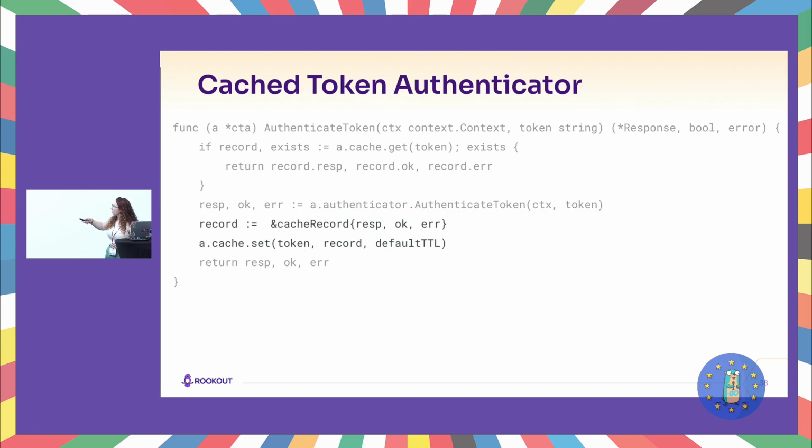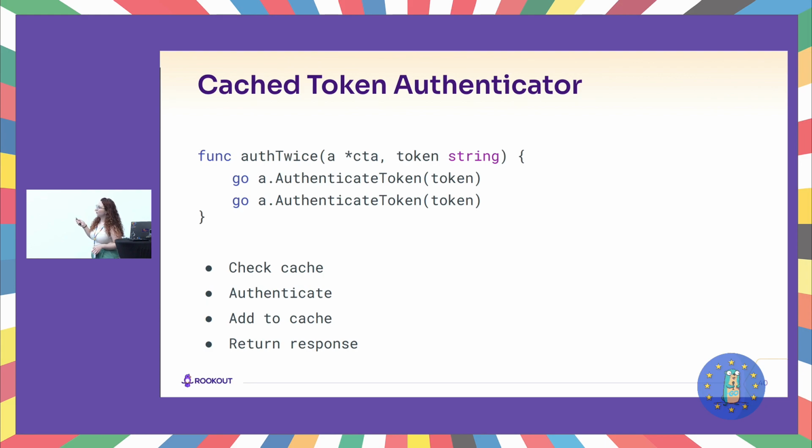And with the response, we're going to set it back into our cache so that the next person that tries to authenticate with the same token will already have a cache hit and won't have to call the authenticate token method itself, and then just return the response that we got. Cool.